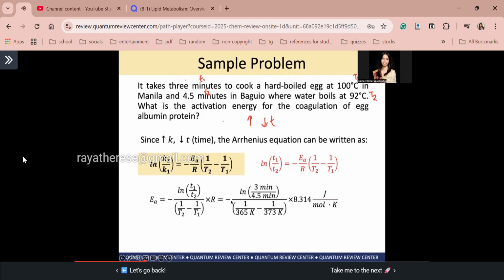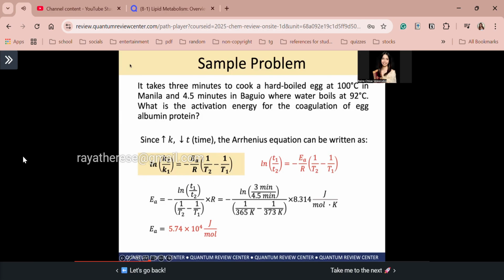So, EA is equal to negative ln 3 minutes divided by 4.5 minutes, divided by 1 over T2. So, your T2 again is 92 degrees Celsius. That is 92 plus 273 equals 365. Then, minus 1 over T1. Again, your T1 is 100 degrees Celsius. 100 degrees Celsius plus 273 Kelvin, we get 373 Kelvin. So, times 8.314 joules per mole Kelvin. Oh, guys, this will cancel out, and also the K, right? So, solving, we will get, what could it be, guys? 5.74 times 10 to the power 4 joules per mole. Right? I hope that's clear, guys.